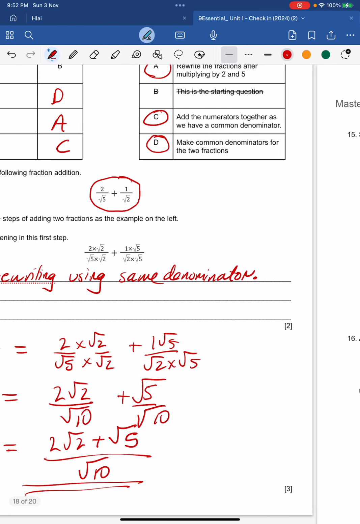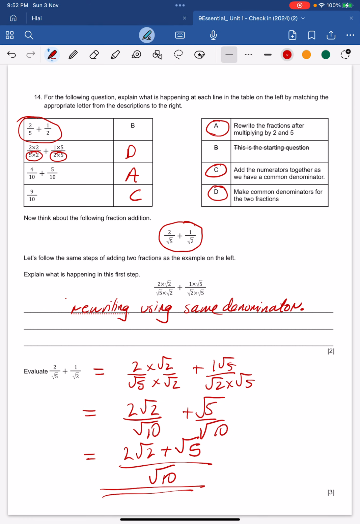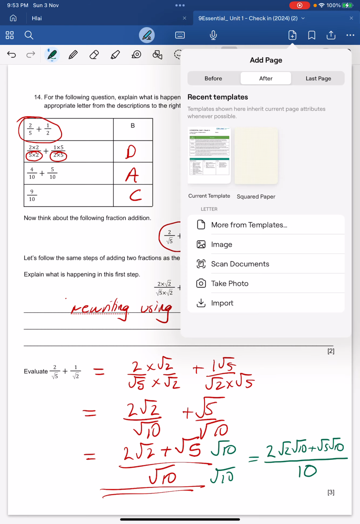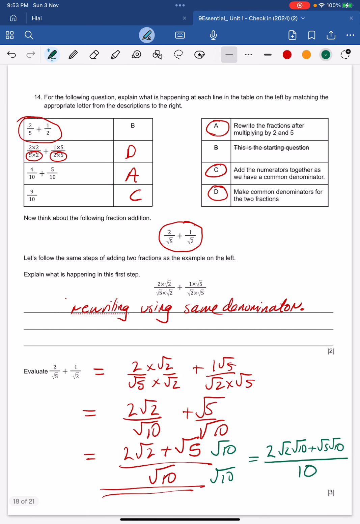Of course, you could be fancy and rationalize the denominator, right? And if you took it a bit further, you would have to times the bottom by root 10 and times the top by root 10, and that would give you 2 root 2 root 10 plus root 5 root 10, and that would be all over 10. And there would still be a bit of work to do here, right? So let me just put an extra page in so I've got space to do it.